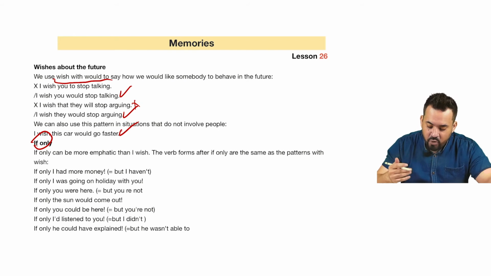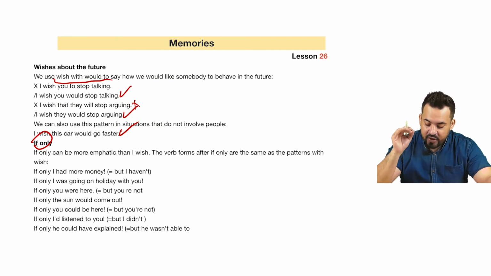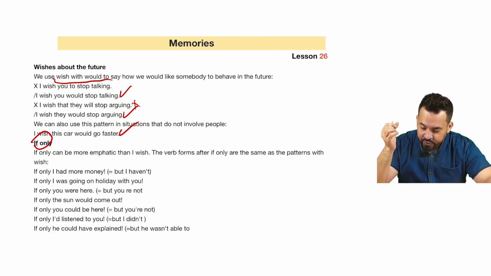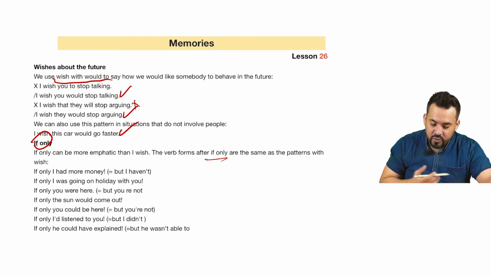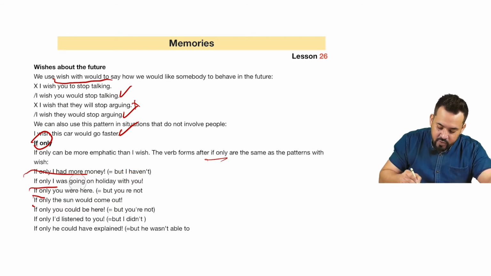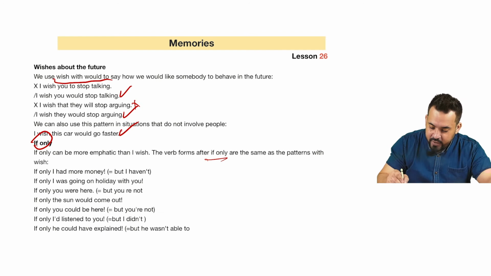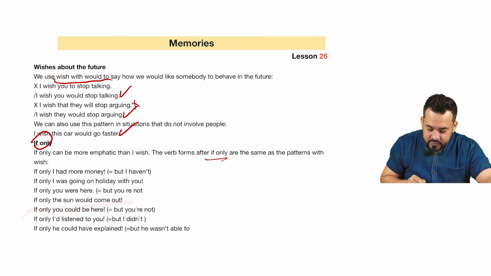Now, what about if only? If only can be more emphatic than I wish. The verb forms after if only are the same as the pattern with wish. If only I had more money. If only I was going on holiday with you. If only you were here. So we use if only for future wishes in this form. If only you were here, but you're not. If only the sun would come out. If only you could be here, and so on.